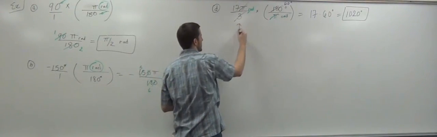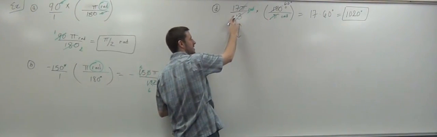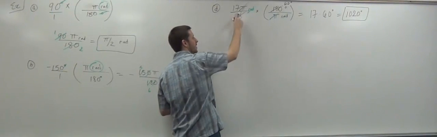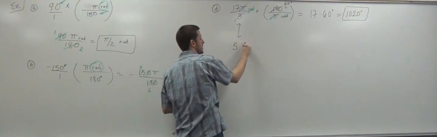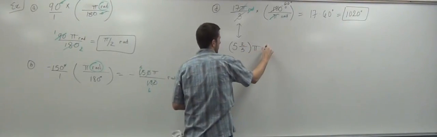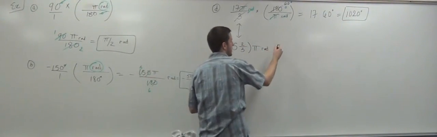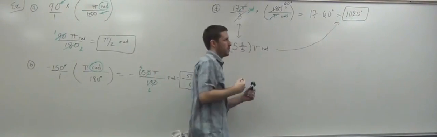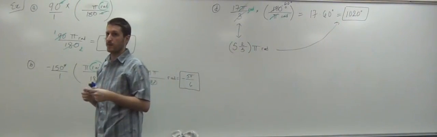Right, so you can make this a mixed number, and a lot of times I like the mixed number better because it's easier to graph. 3 goes into 17 5 times with 2/3 left over. But this is still in radians. So we're still going to have to get to here before we've completed the instructions which say convert.